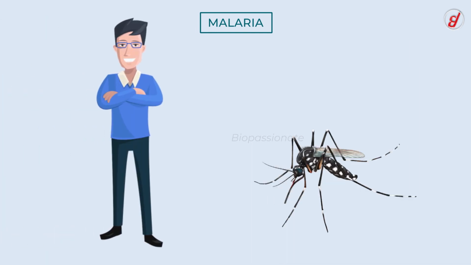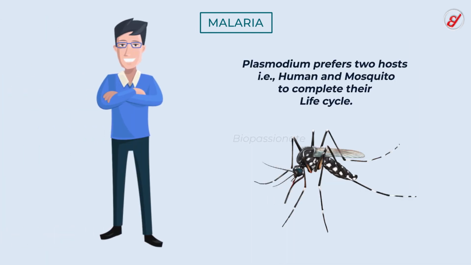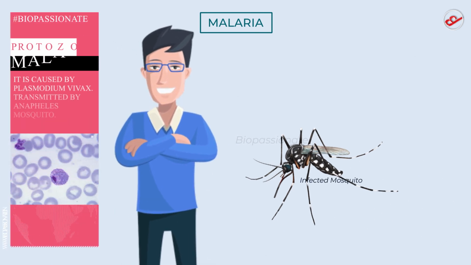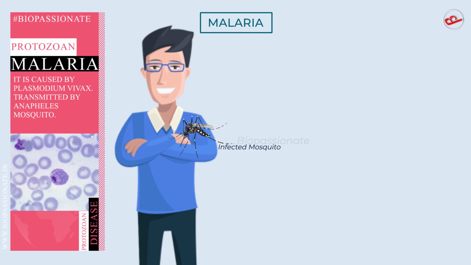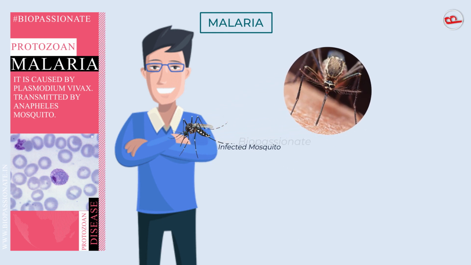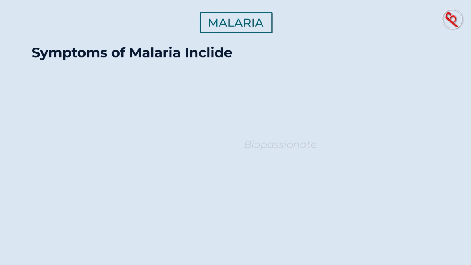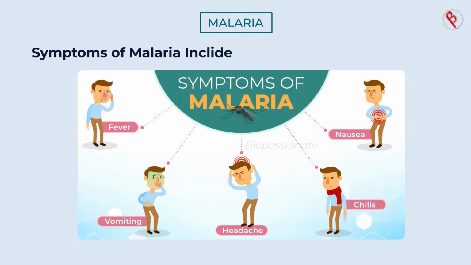The parasite Plasmodium requires two hosts to complete its life cycle, that is human and mosquito. When an infected mosquito bites a healthy person, parasites migrate into the blood with the saliva, which the mosquito injects before sucking up blood to prevent clotting. Symptoms of malaria include recurring fever and chills, vomiting, headache, and nausea.